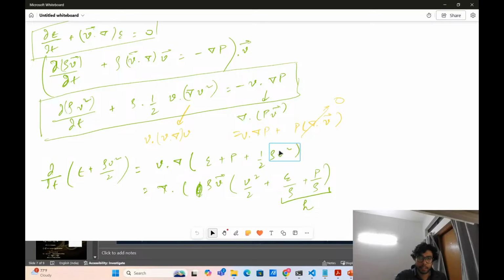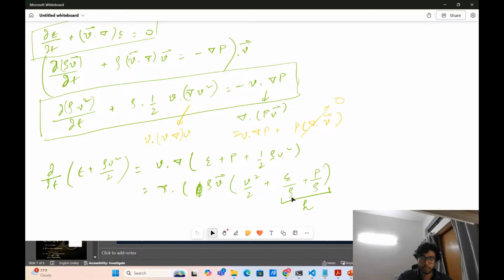Now what is the physical significance? Epsilon, as I said, is the internal energy. Rho v square by 2 is the kinetic energy term. So this becomes the total energy. So the change in the total energy is equal to the flux of the total energy. You have seen that the flux of any term is represented by v times that term. So this is the kinetic energy term, this is the internal energy normalized by density, plus there is a pressure term also, which is also contributing to the flux of energy through that volume.